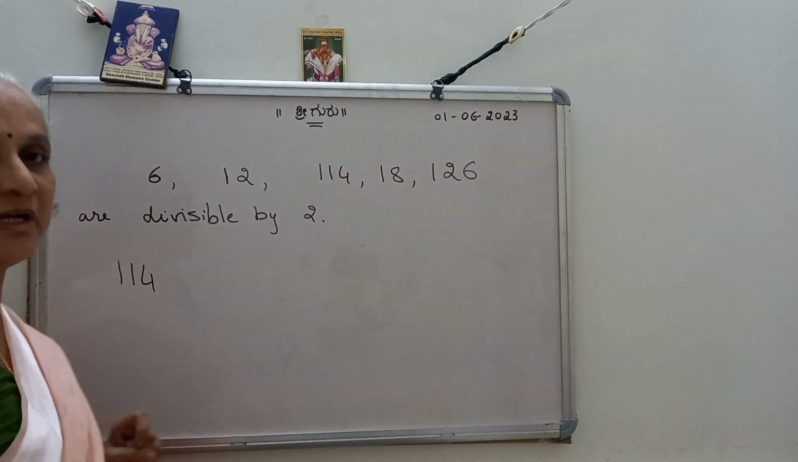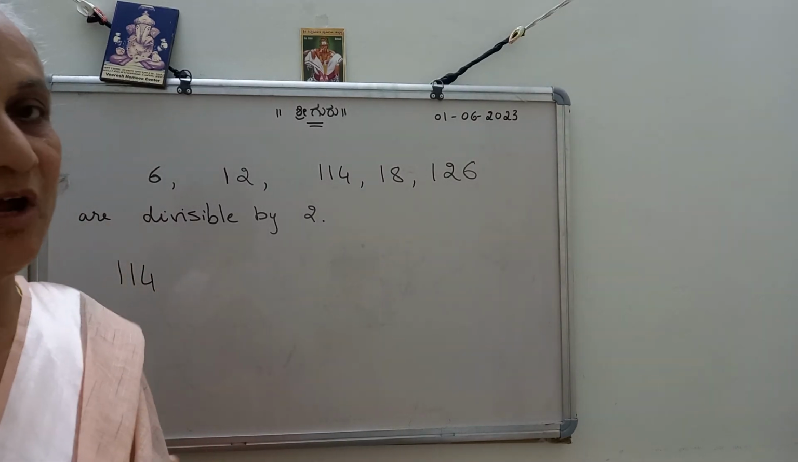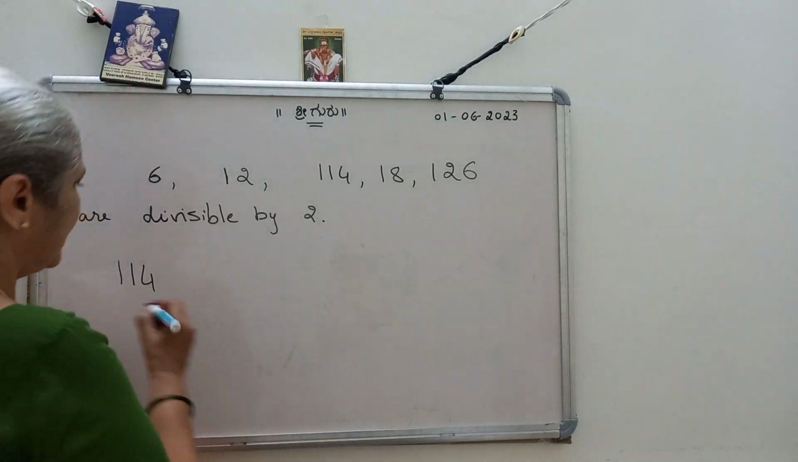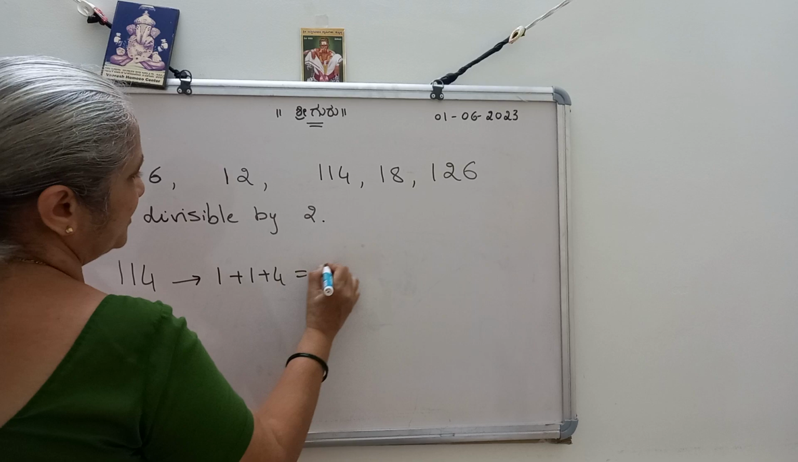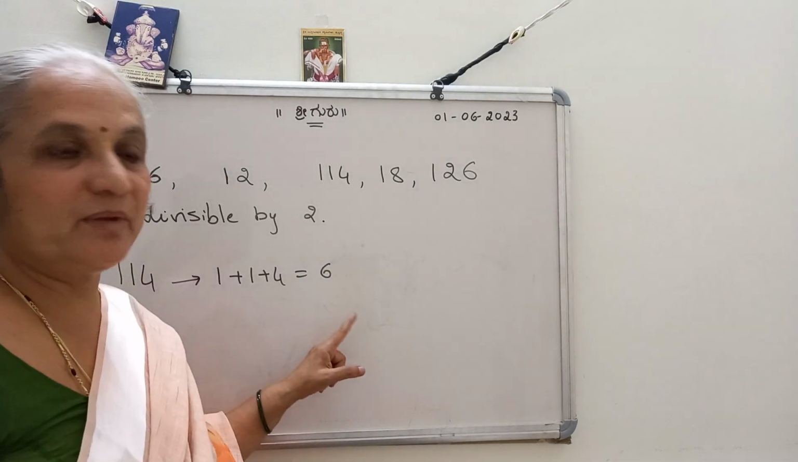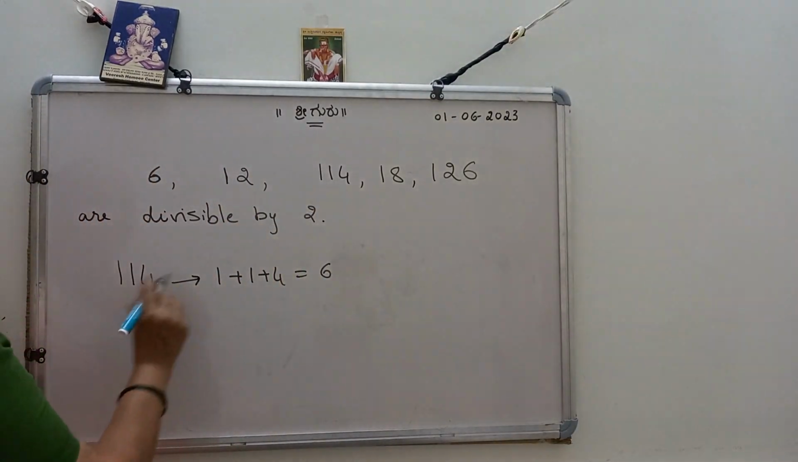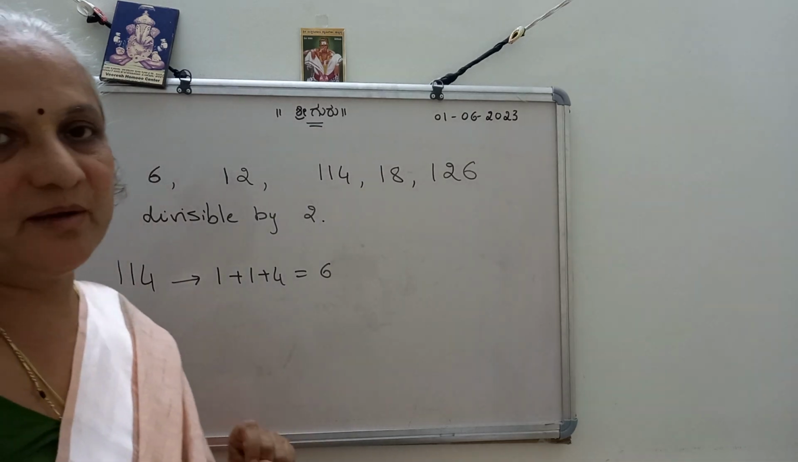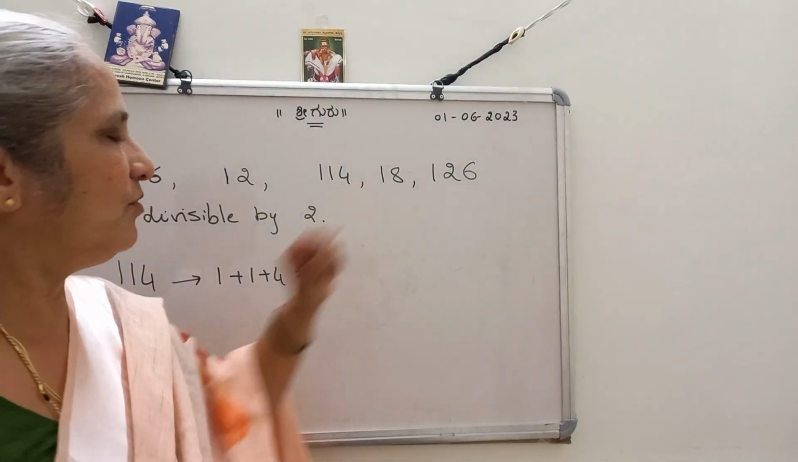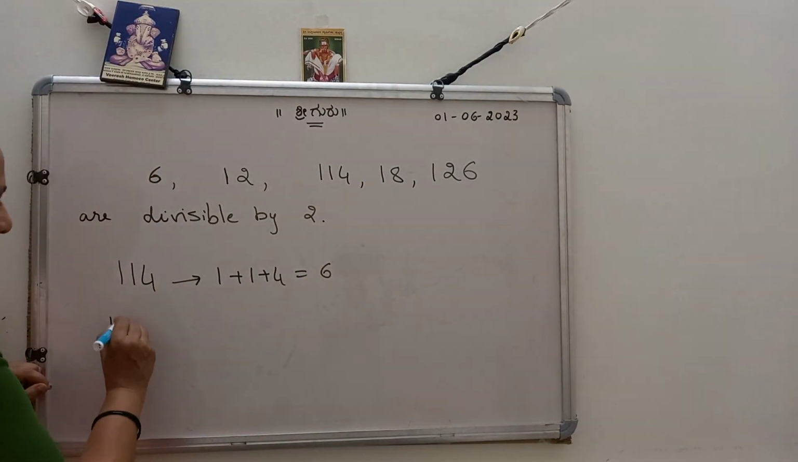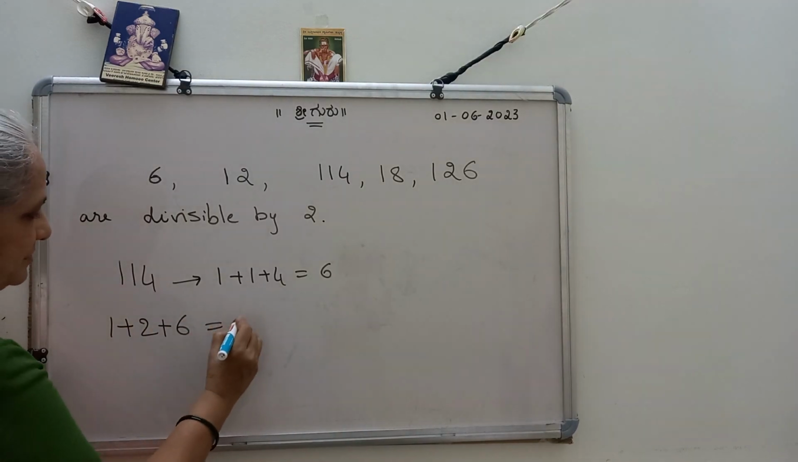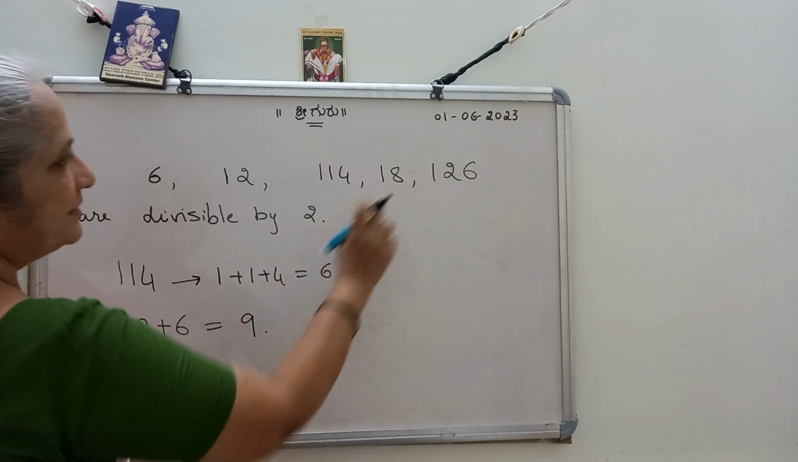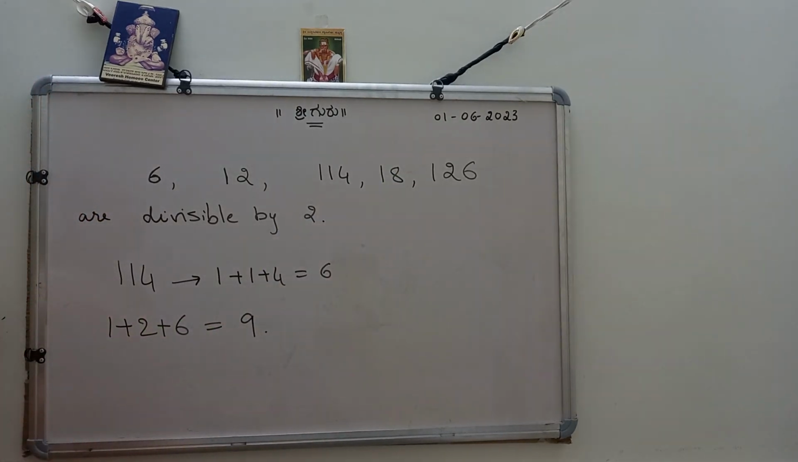114. How to check for the divisibility of 3? We have to add the digits. That is 1 plus 1 plus 4 is equal to 6, which is divisible by 3. And what is 18? Exactly, it is divisible by 3. 3 6s are 18. What about 126? 1 plus 2 plus 6 is equal to 9. And 9 is divisible by 3.